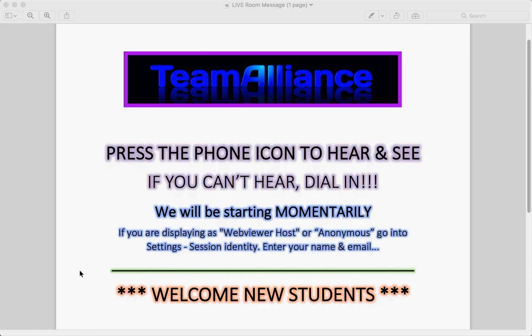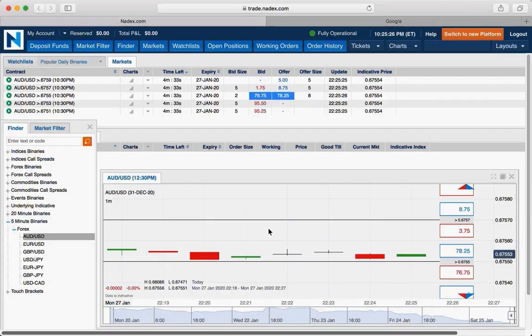Matter of fact, let me go ahead and share my screen so we can see the platform. So this is the Nadex platform that I'm on. The instrument that we trade in particular is the 5-minute binary options on this platform. There are various markets available to trade within the 5-minute binaries.